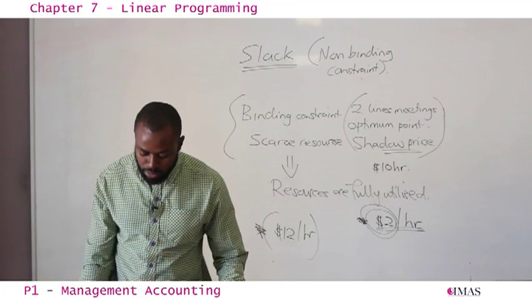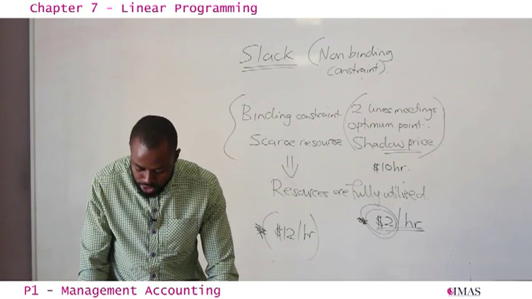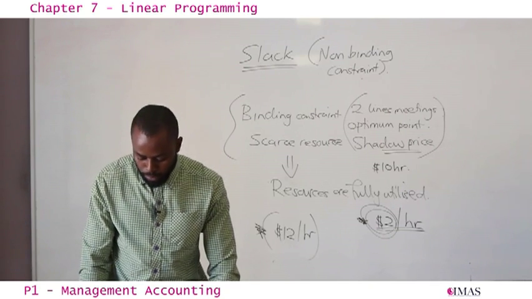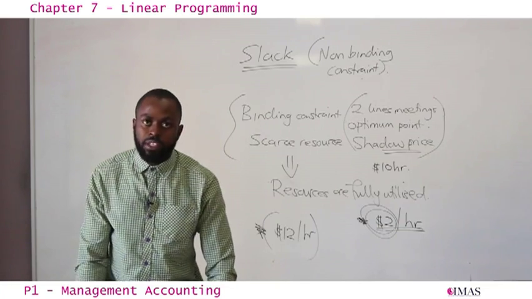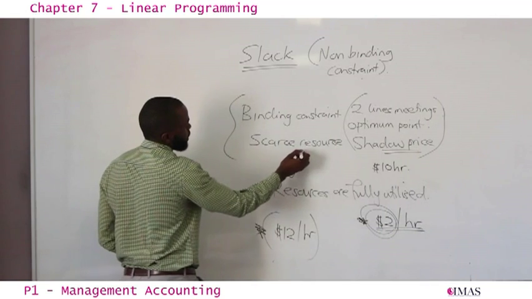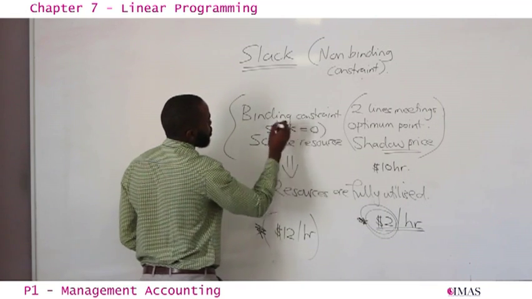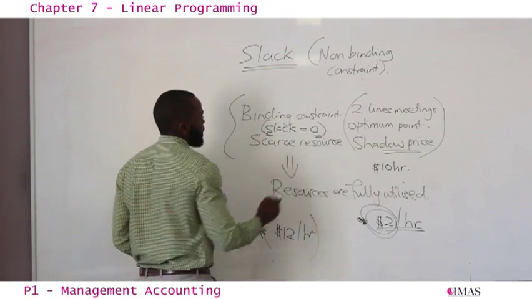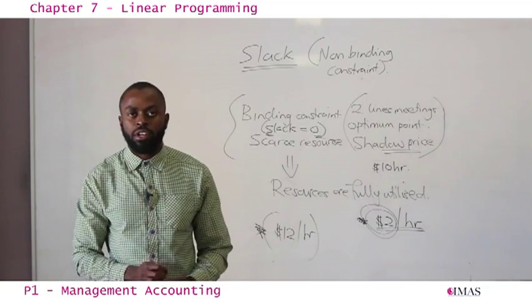It says, slack is important because unused resources can be put to another use, e.g. hired out to another manufacturer. A constraint that has a slack of 0 is known as a scarce resource. So for the binding constraint or the scarce resource here, the slack is equal to 0. It's a binding constraint. So that's it on the slide on slack.